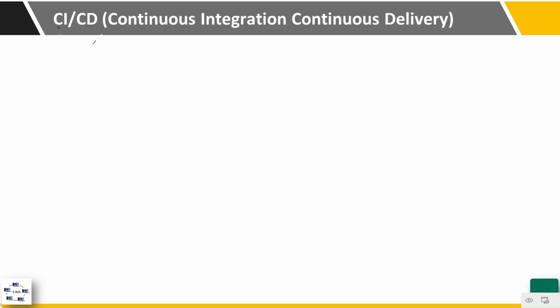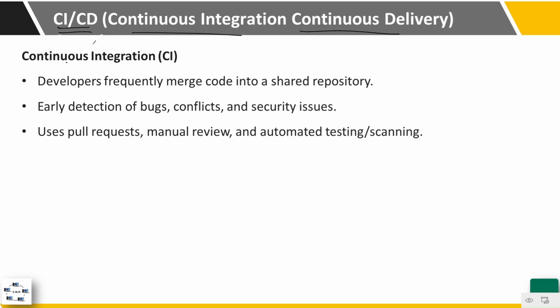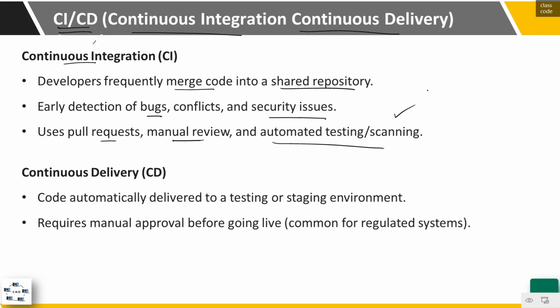Our next topic is CI/CD, that is continuous integration and continuous delivery. Continuous integration is where developers frequently merge code into a shared repository. It helps in early detection of bugs, conflicts, and security issues. And CI uses pull requests, manual review, and automated testing as well as scanning.